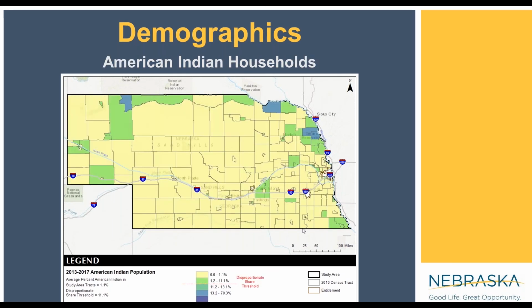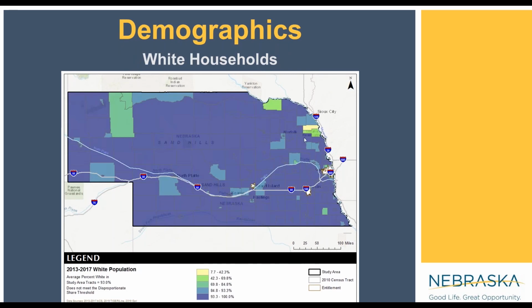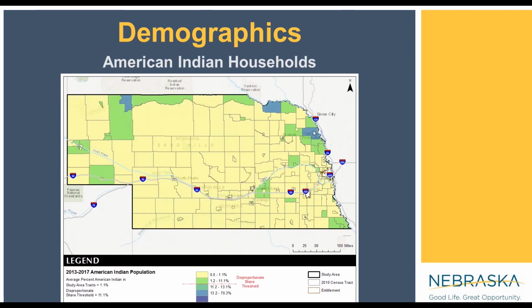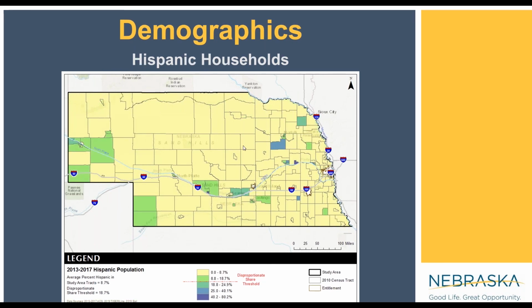American Indian households are kind of the converse of the white households. Up here by Sioux City you see census tracts ranging from 13.2 to 70.3%, and there are also some reservations in there. So we do see some concentrations of American Indian households throughout the state. Hispanic households, we see some scattered patches here, up there, here, and down here, with some census tract levels rising from 40.2 to 80.2% of the population being Hispanic households.